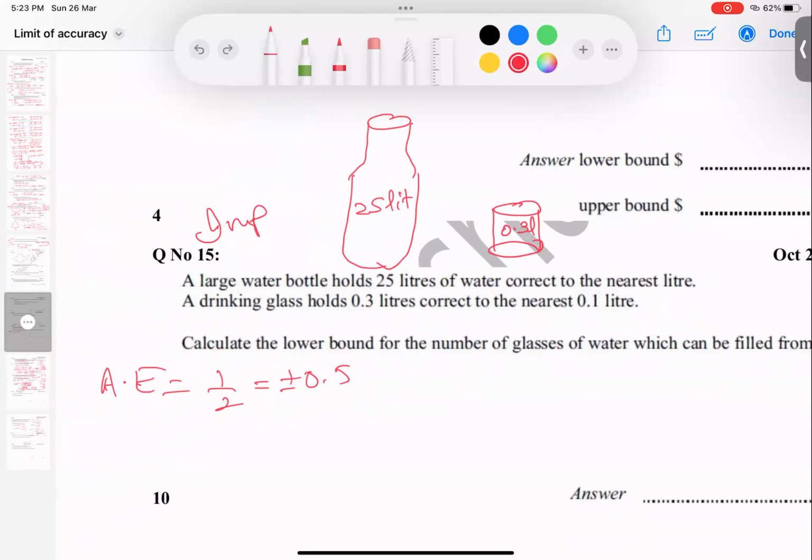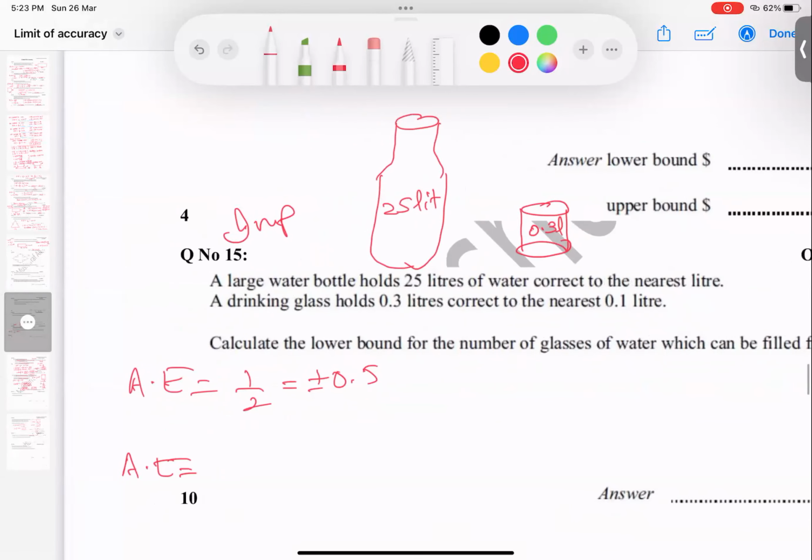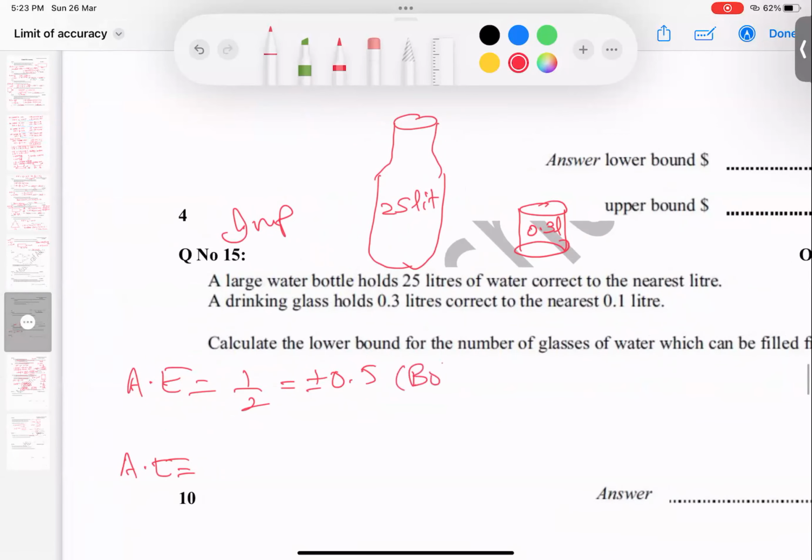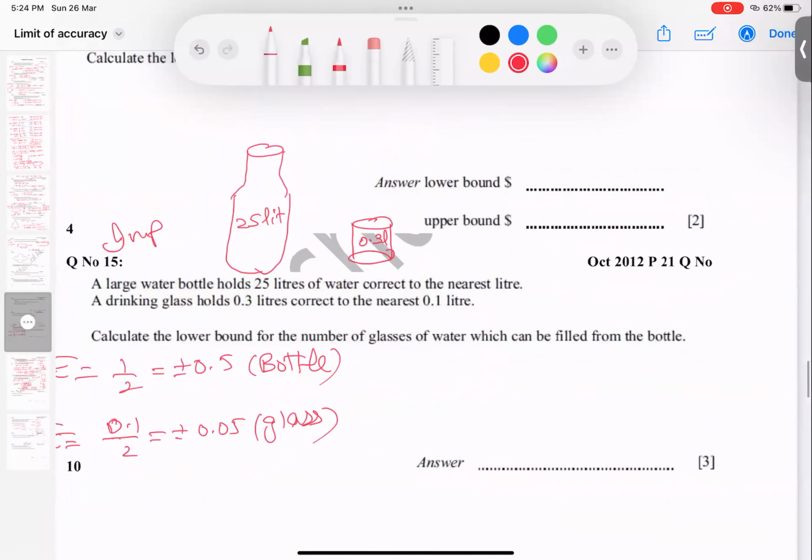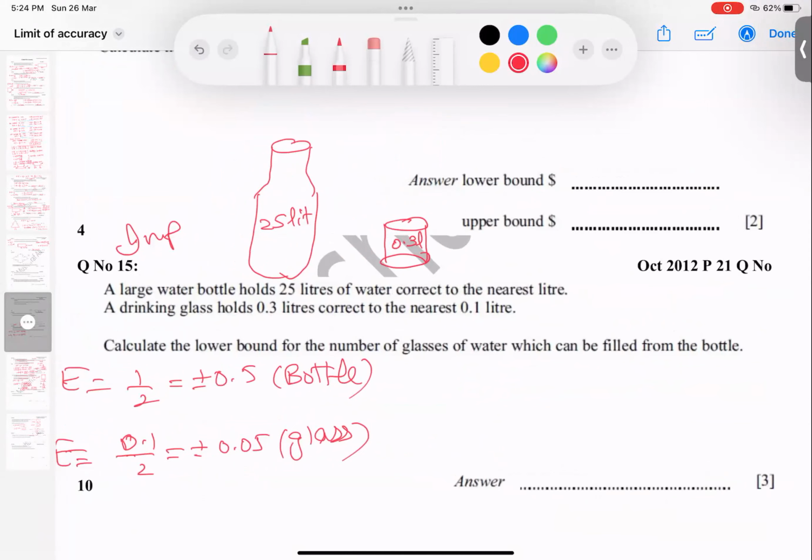Now I found the absolute error for the glass. This is for the bottle, I'm writing here bottle. So the bottle is clear. Now let's talk about the glass. Absolute error for the glass is 0.1 divided by 2. From where did I get 0.1? He mentioned it here. So 0.1 divided by 2, I get plus and minus 0.05 for the glass. I think up till here, all of you understand what I'm doing. Now I have to decide what he's asking for.